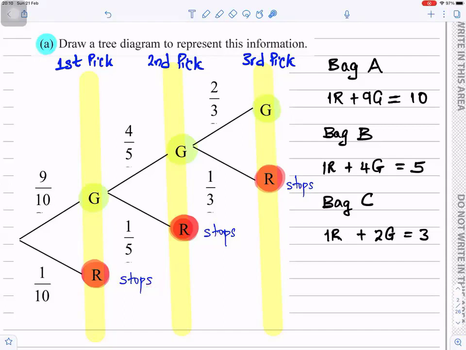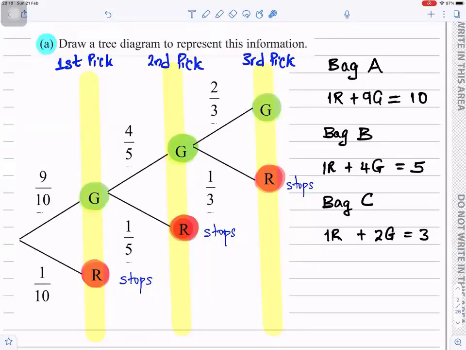For the first pick, if you pick a red, everything stops. But if you pick a green, you go ahead and do a second pick. In the second pick, if you pick a red, you stop. Or if you pick a green, you go ahead to do the third pick. In the third pick, if you pick a red, you stop.